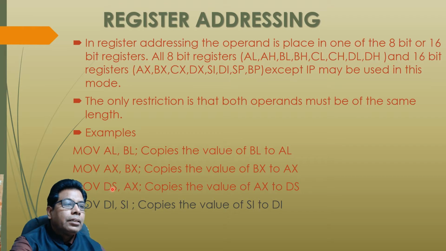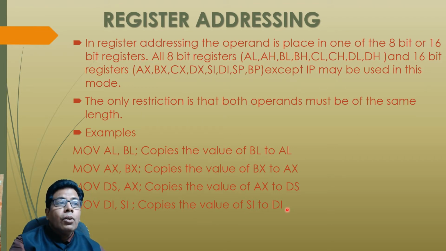Then next, MOV DS, AX. We will copy the value from AX to DS. Then MOV SI, DI copies the value from DI to SI. So here the only restriction is that both operands must be of the same length. Either it is 16 bit or 8 bit. Then only it will be a valid instruction.